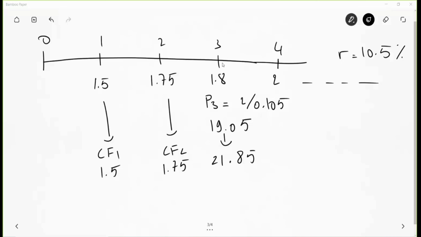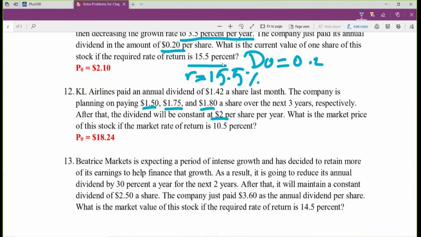So it turned out here that I've made a mistake in computing the cash flow in year 3. This should be 20.85. So quickly I go to cash flow. I go to C03 and I enter 20.85, enter down arrow. Then I move to NPV and I compute the value. P0 equals 18.24. So now for number 13.